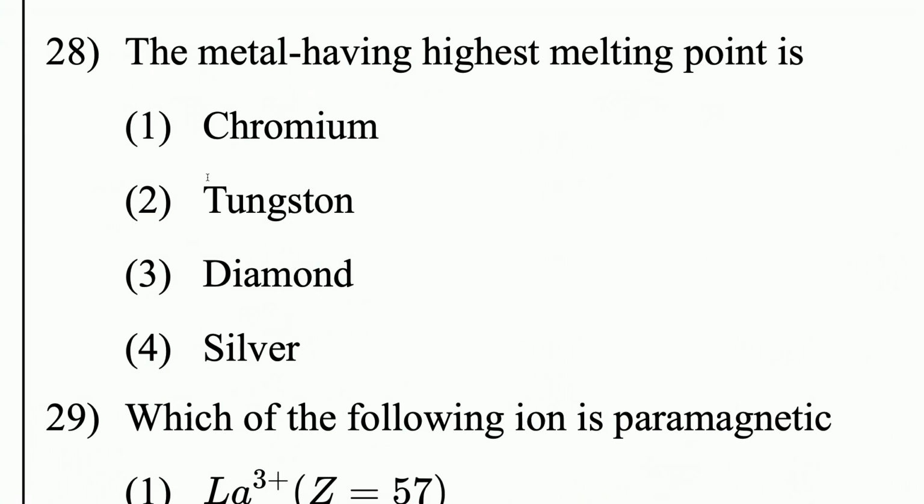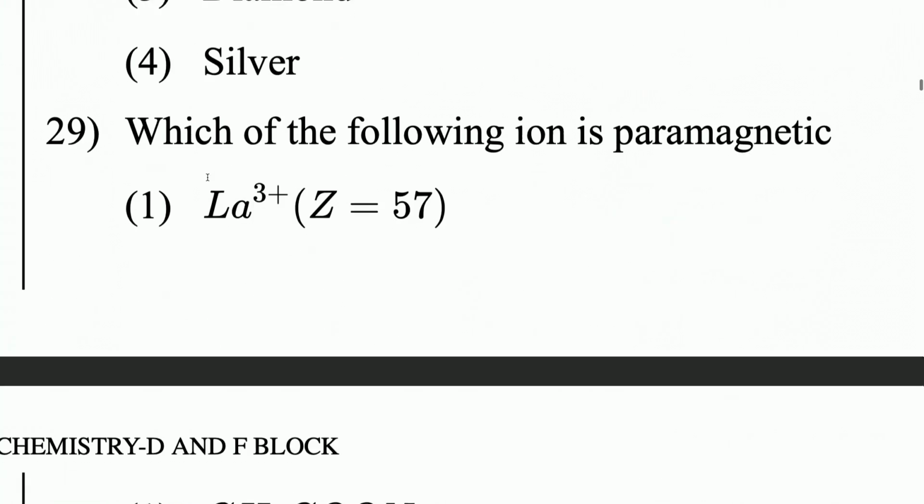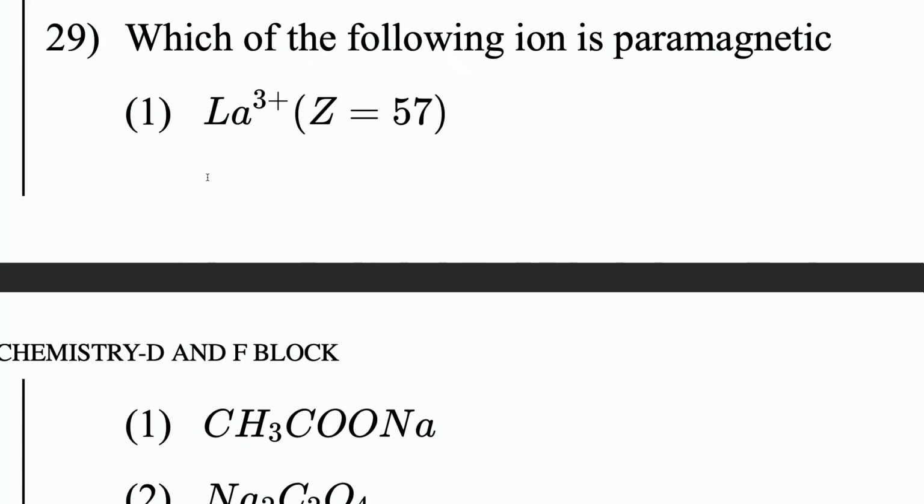Question number 28. This is a simple question. The metal having the highest melting point is tungsten. We know that. Simple. And the next one, question number 29, was important.